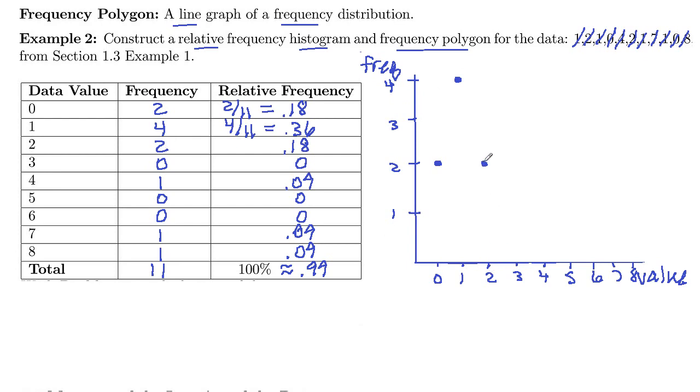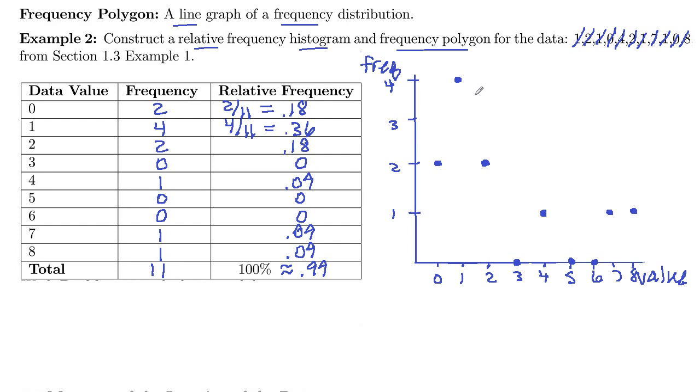So that's right here. Frequency of 0 above 3. So that's right down on the x-axis. 4 has a frequency of 1. 5 and 6 both have frequency of 0. And then 7 and 8 have frequencies of 1. So that's this data here.